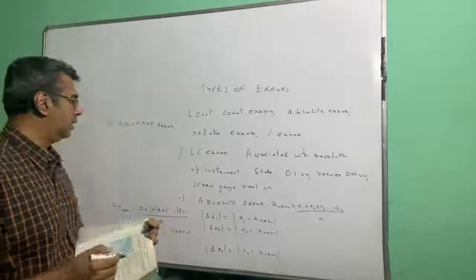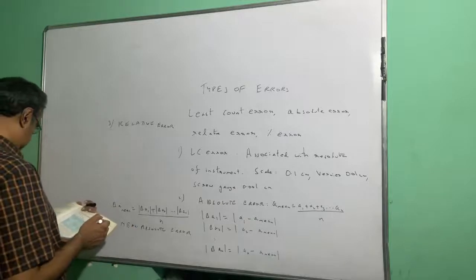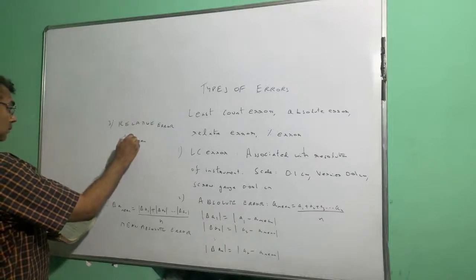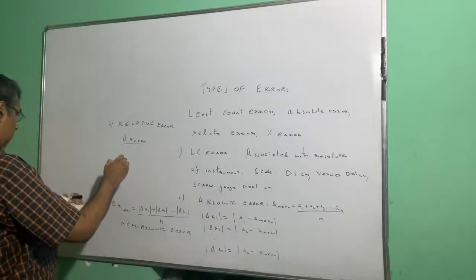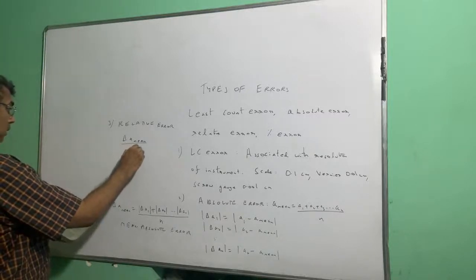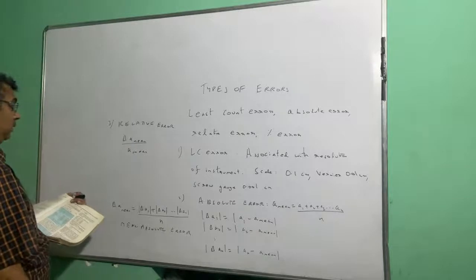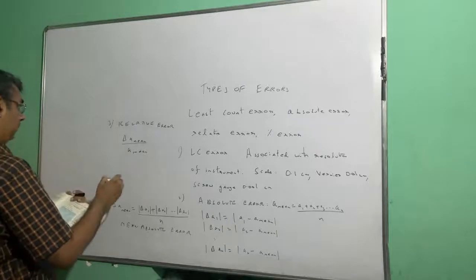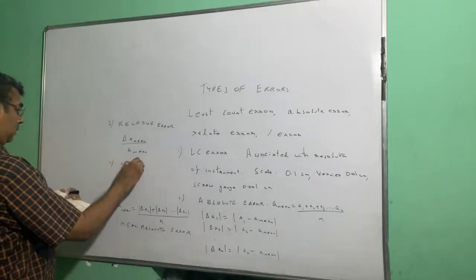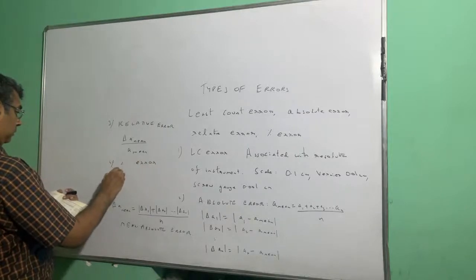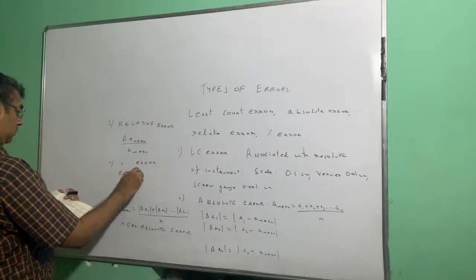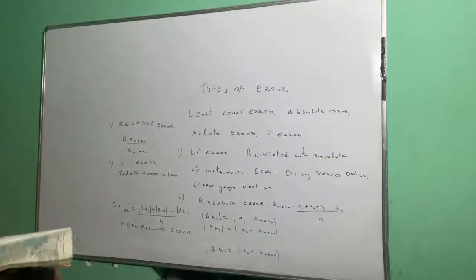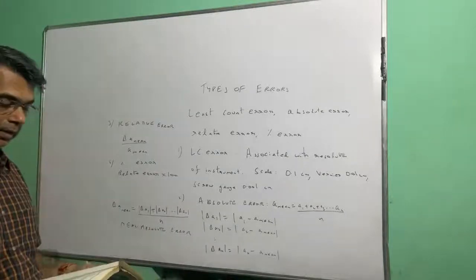Point number 3 is relative error. Relative error is the mean absolute error divided by the mean. And percentage error is relative error into 100. So percentage error is relative error into 100, right?